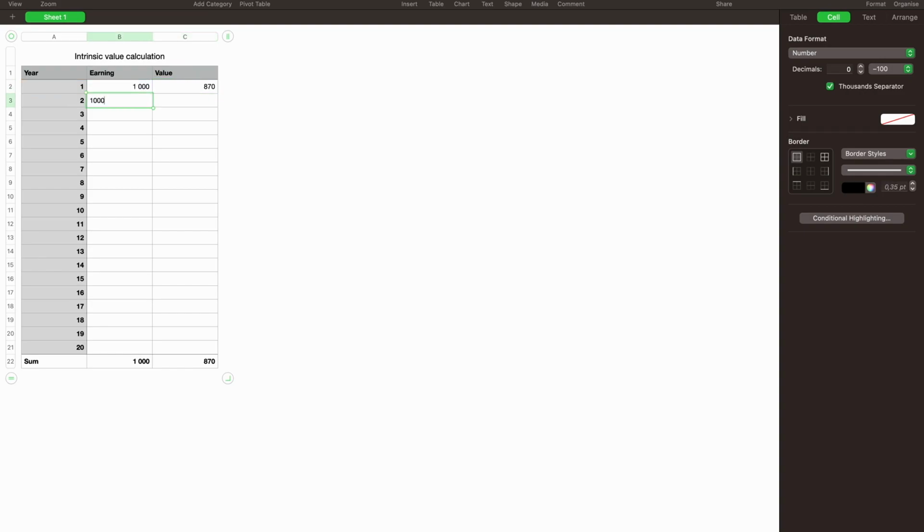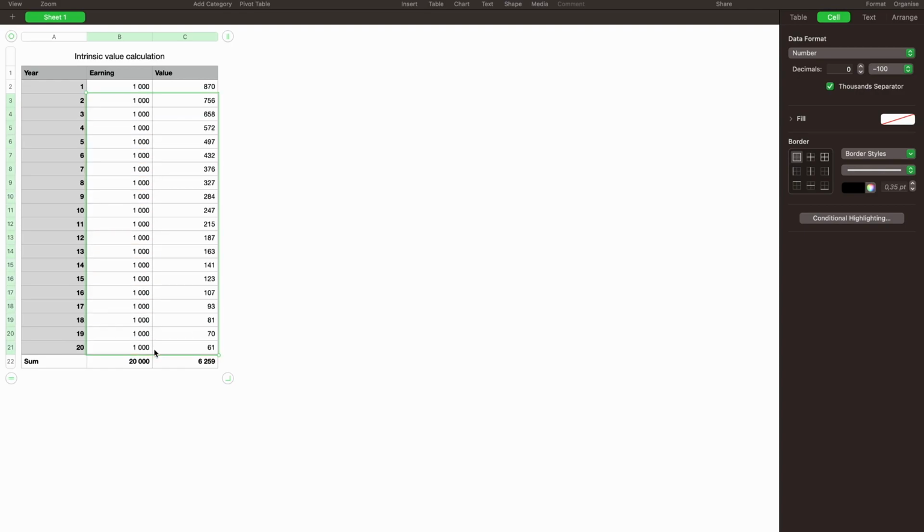Let's say next year it will create me another $1,000. Let's see how much that is worth. $1,000 in 2 years is worth $756. So this machine is going to create me $1,000 forever. Let's try to expand this calculation for the next 20 years.